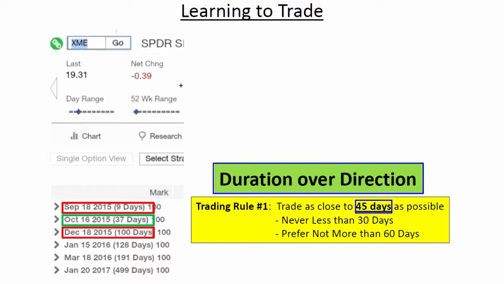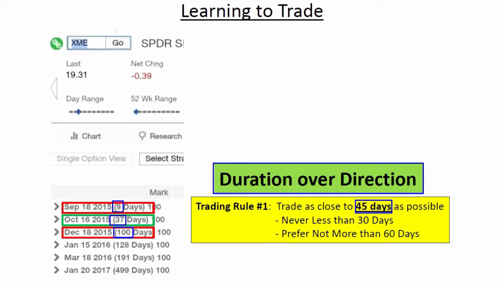So here's just a sample off a trade page of some platform. And all we're looking at here is the option chain, September, October, December, etc. And you see here the numbers show you the days to expiration, 9, 37, 100.